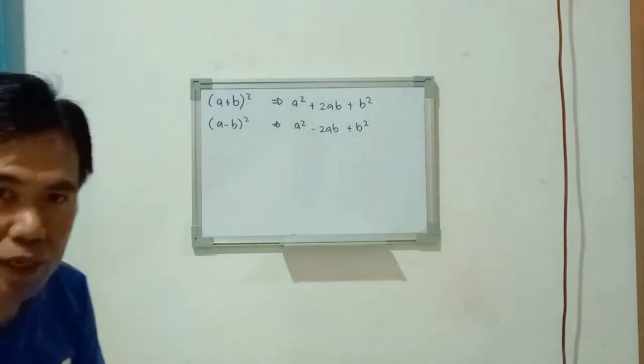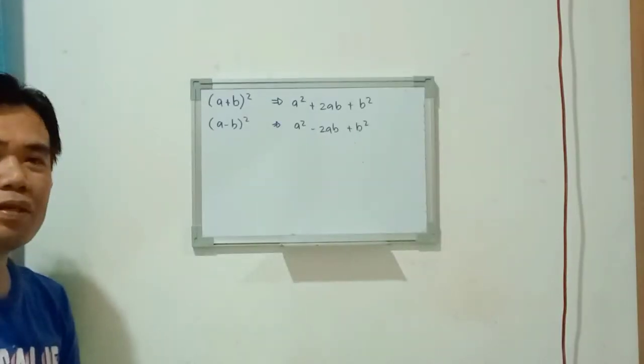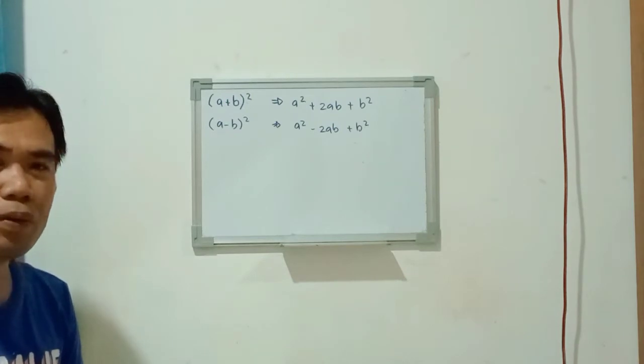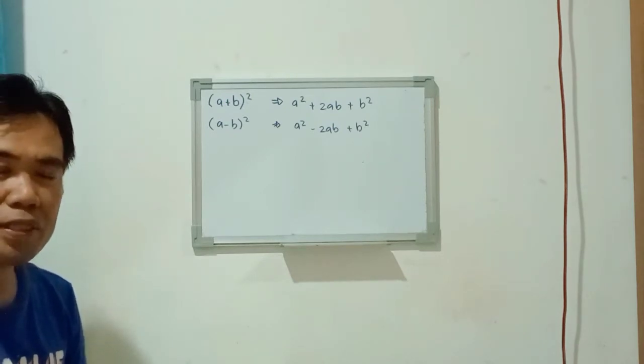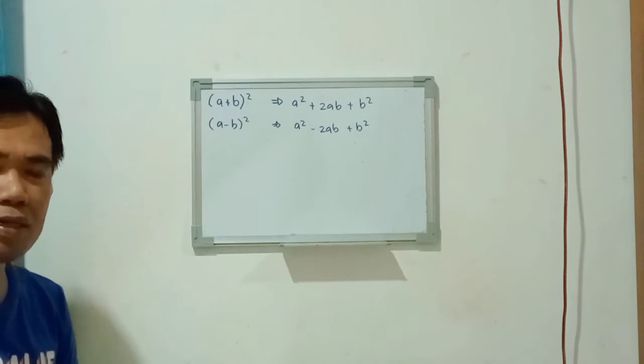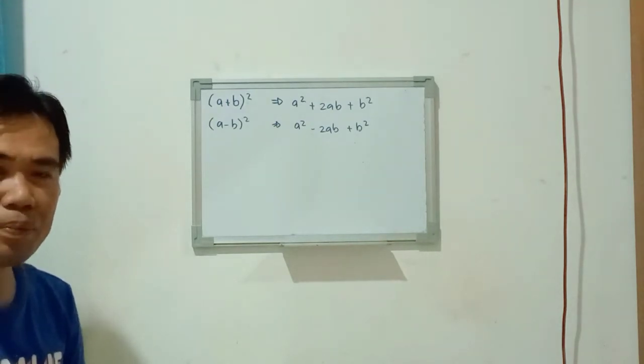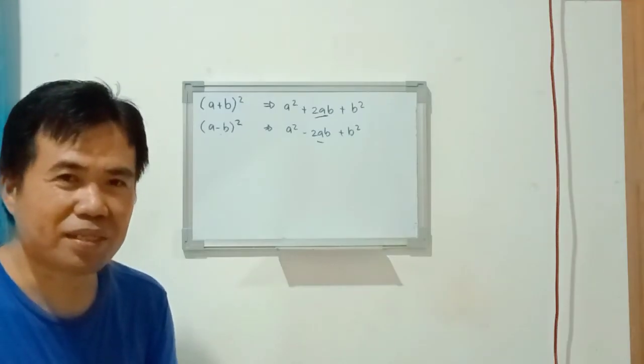So how do we identify if a certain trinomial is a perfect square? First, we need a criteria. The first criteria is that the first and the last term are perfect squares. And the middle term is twice the product of the square roots of the first and the last term. Okay, let's try some examples.